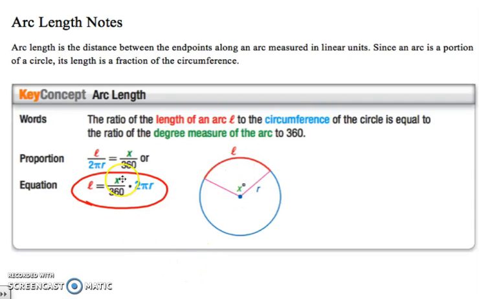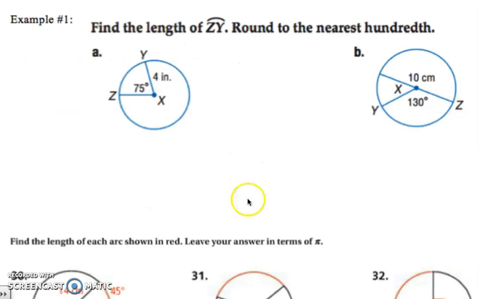You're trying to find the proportion, or the portion, that you need to multiply by the circumference. Okay? So it's measure over 360 times 2 pi r, and yes, you're going to have to memorize it for your EOC. So let's look at some examples.